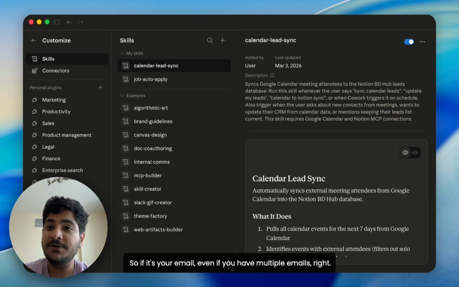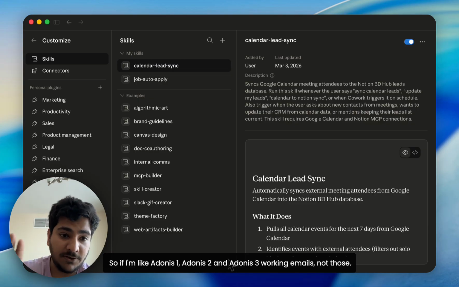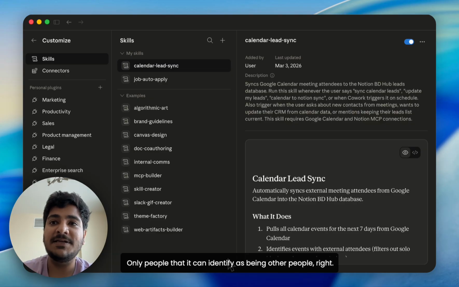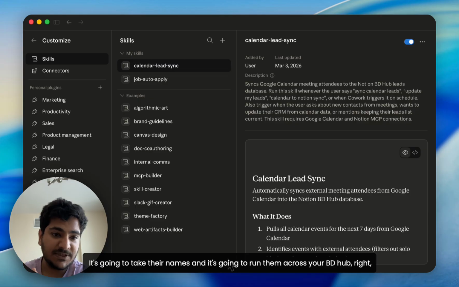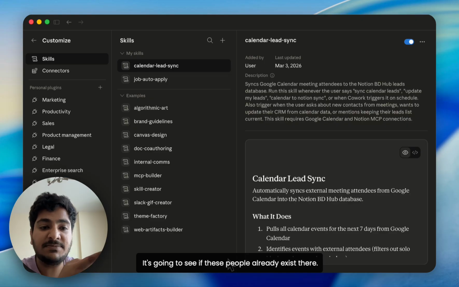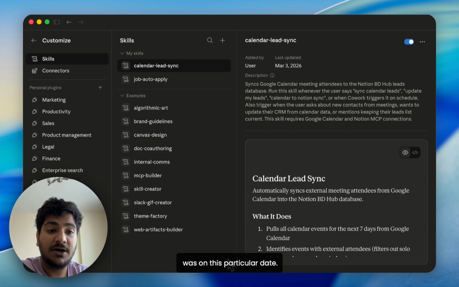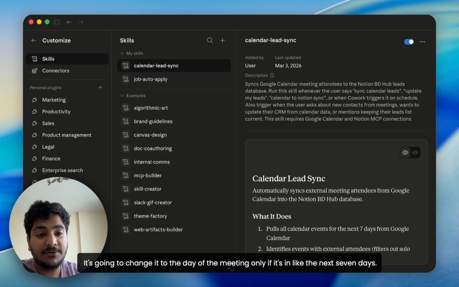So if it's your email, even if you have multiple emails, right? If I'm Adonis 1, Adonis 2, and Adonis 3 working emails, not those, only people that it can identify as being other people. It's going to take their names and run them across your BD hub. Wherever you're doing your lead list or maintaining your business development documents, it's going to see if these people already exist there. If they exist there, it's going to change the last time we talked with this person to the day of the meeting, only if it's in the next 7 days.